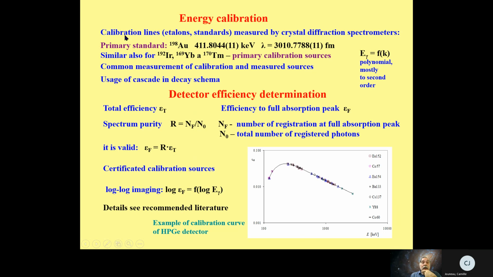And the primary standard in this case for the gamma range of electromagnetic waves is a line of the radionuclide gold 198 with energy 411.8 keV. Here this is with accuracy, and it's necessary. Here is the conversion to wavelength. That means this is the wavelength of this radiation, and it's necessary to say that this is an absolute calibration.